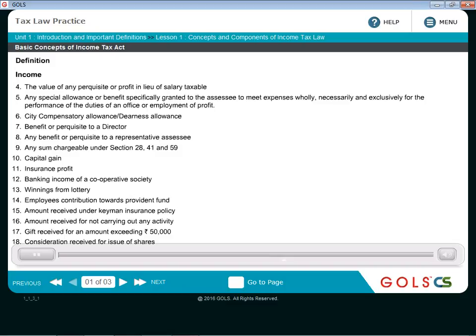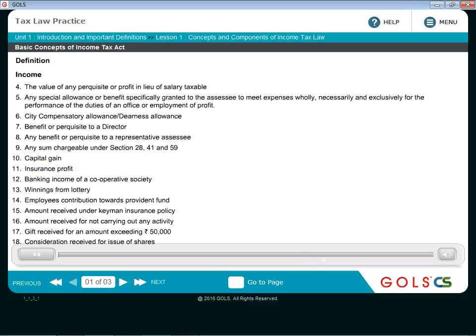Next is insurance profit. Whenever an insurance company settles a claim, some amount flows from the insurance company to the person who has taken the insurance policy. Therefore, whatever insurance benefit or profit is received by the person is also considered income. But remember, when the person's family members receive the LIC amount from the insurance company after the death of the person, such income will not be considered taxable.